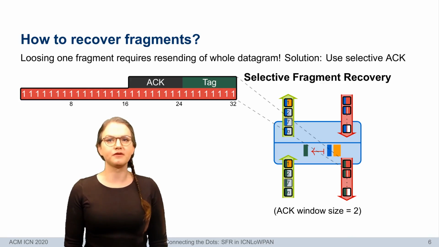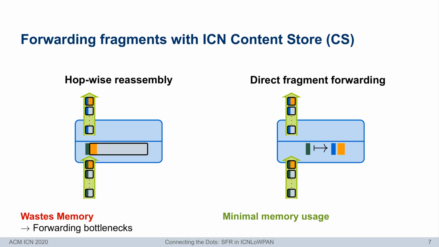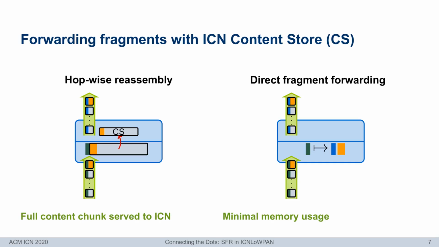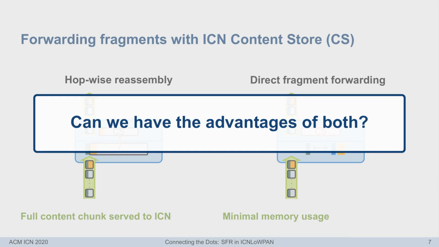Another ICN-specific problem when forwarding fragments is that while with hopwise reassembly, the forwarder sees the completed datagram at some point in the process and thus enables ICN to add the completed content chunk to its content store, direct fragment forwarding, however, does not allow for that. ICN uses content chunks, but since they are fragmented datagrams, we never see the full chunk. In turn, we are not able to cache forwarded content chunks when directly forwarding fragments, but is there maybe a way to have the advantages of both?